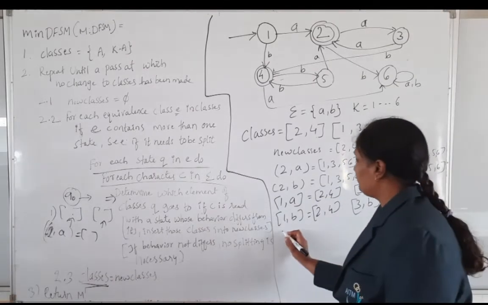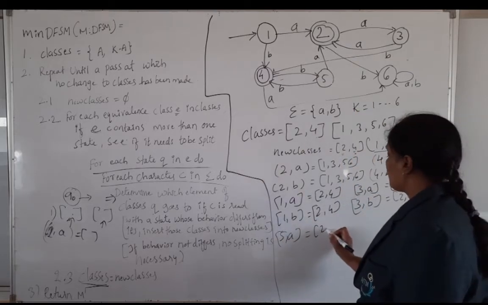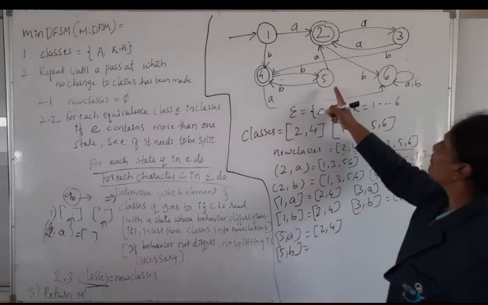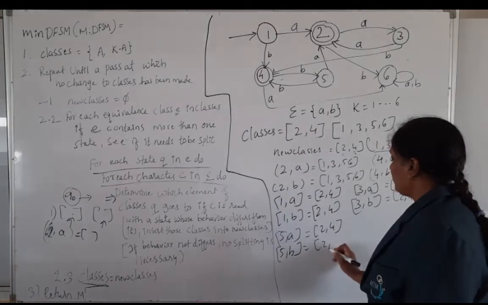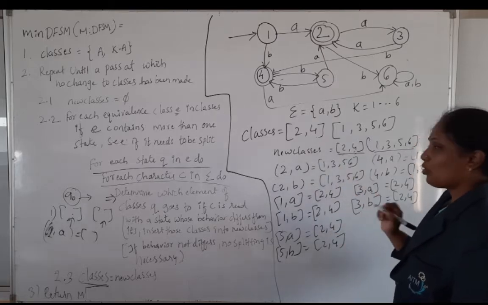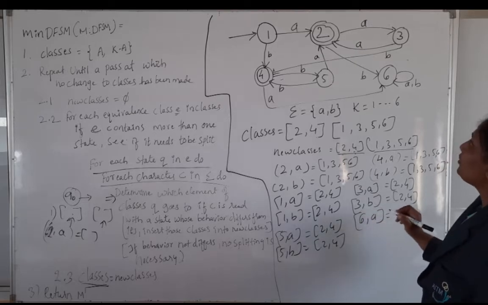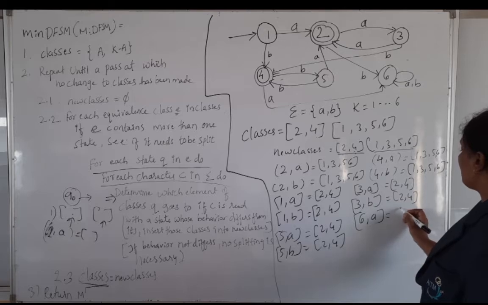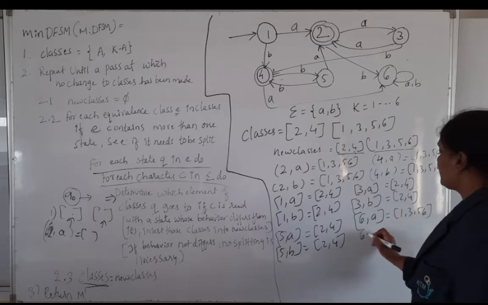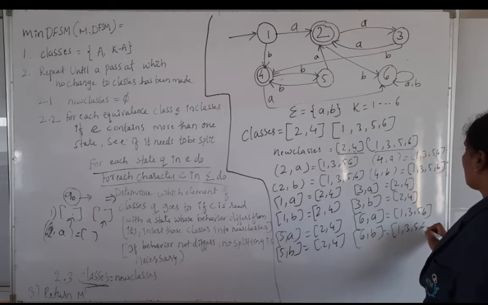Next, take 5 here. 5 of A reaches 2, so I will write 2, 4. Next, 5 of B: you reach the 4th state, and 4 is a member of this class, so I will write the whole class here. Same you do for 6 also. 6 of A reaches 6 itself, so that is 1, 3, 5, 6. And 6 of B reaches the same state, so 1, 3, 5, 6 I will write.